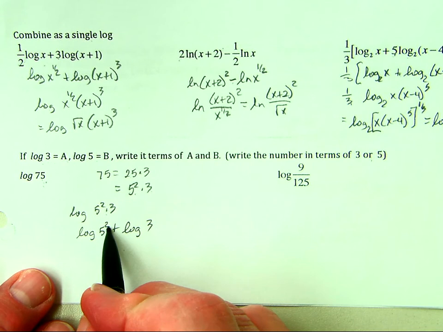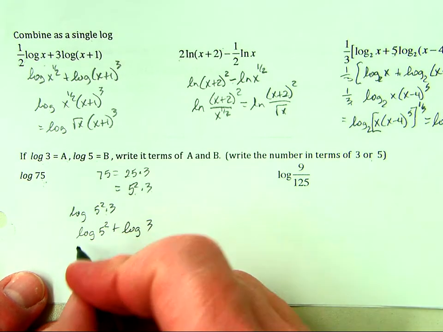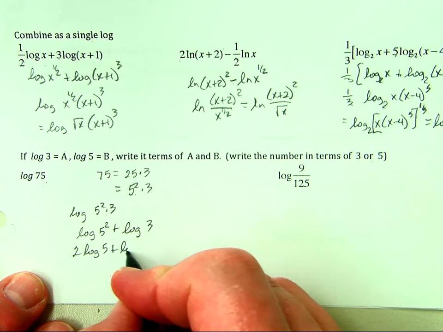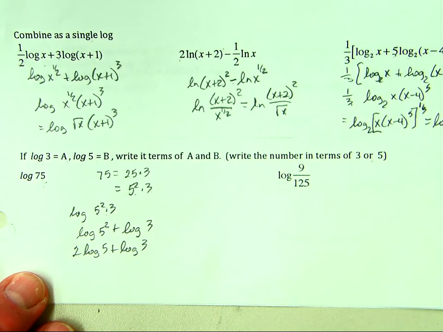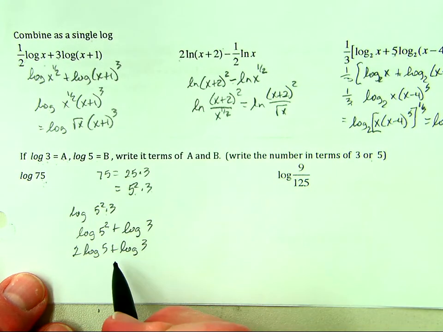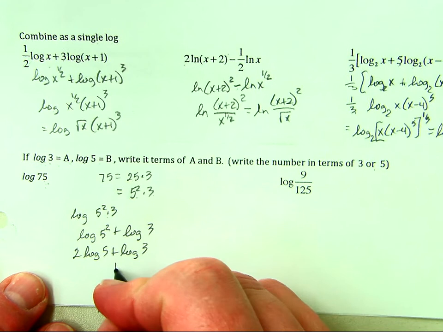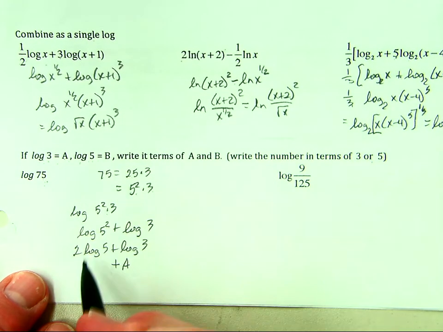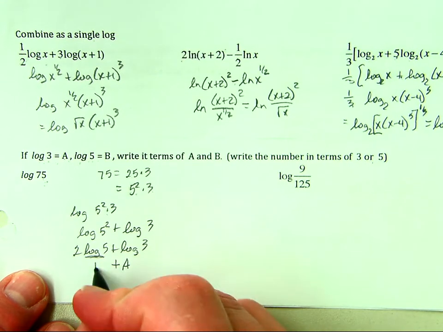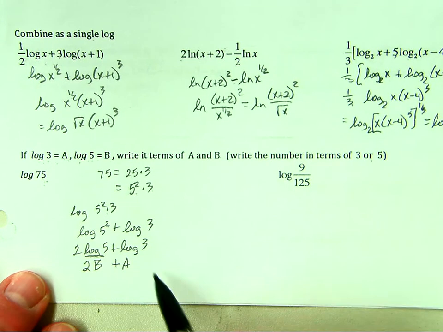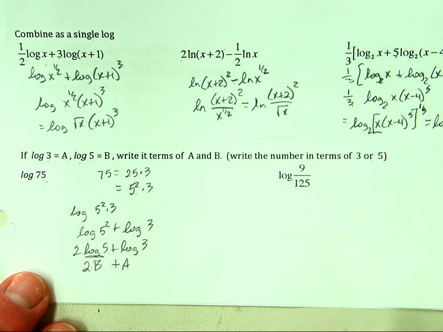Now there's an exponent up here. Let's get that out in front. So 2 log 5 plus log 3. Well, now we know the log of 3 is A. So let's replace the log of 3 with an A. We know the log of 5 is B. So let's replace that log of 5 with a B, and it still has a 2 in front of it. So now we have 2B plus A. We expressed it in terms of A and B, and we're done.